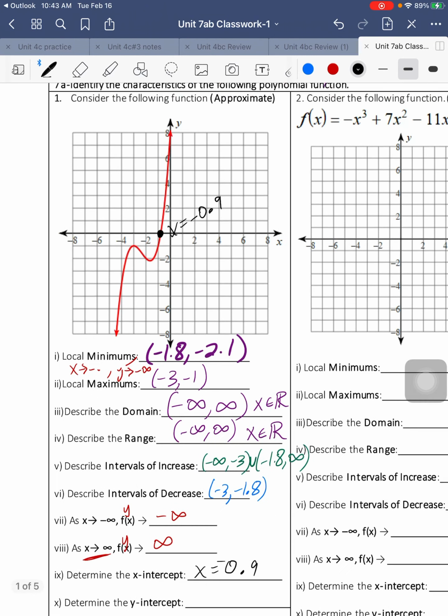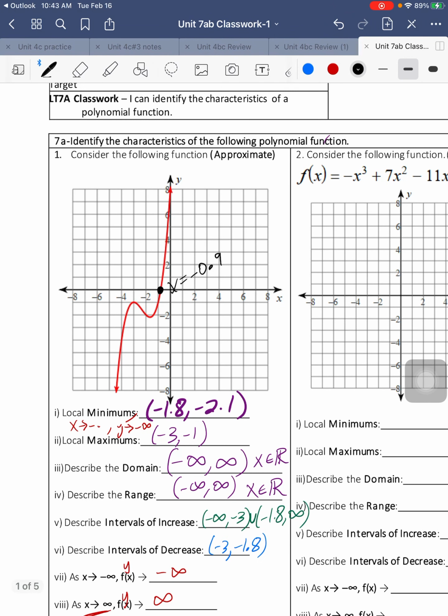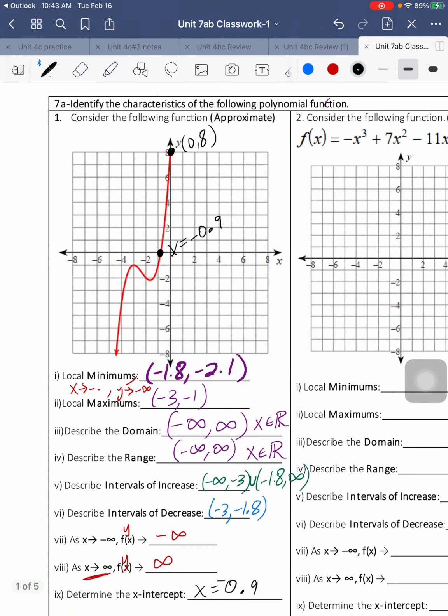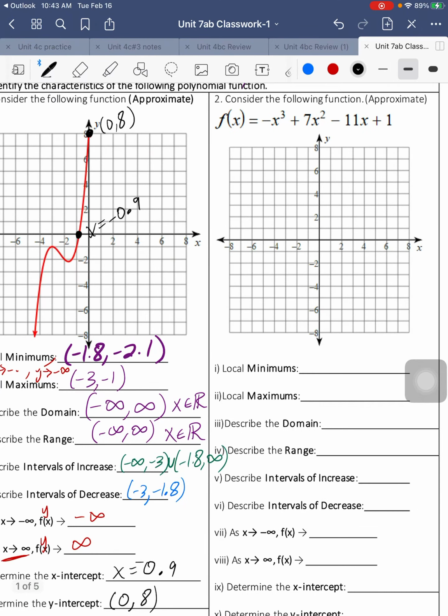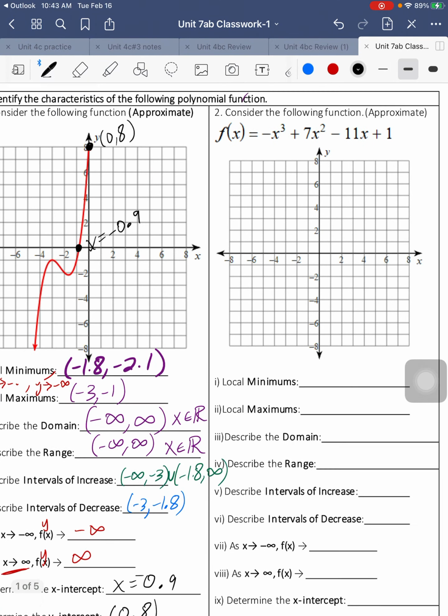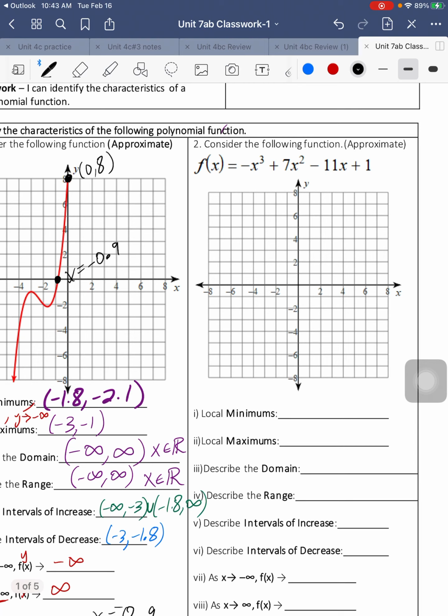The Y-intercept looks like it does have a Y-intercept that we can see. Now there could be a Y-intercept that is off the graph, but then you'd have to estimate it. This one I'm going to estimate at 0.8, or you could just say 8. I'm good with that.